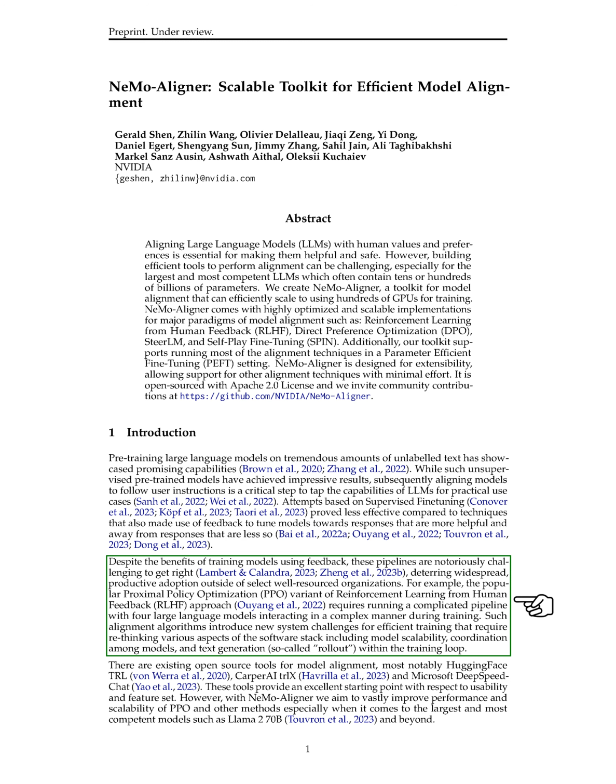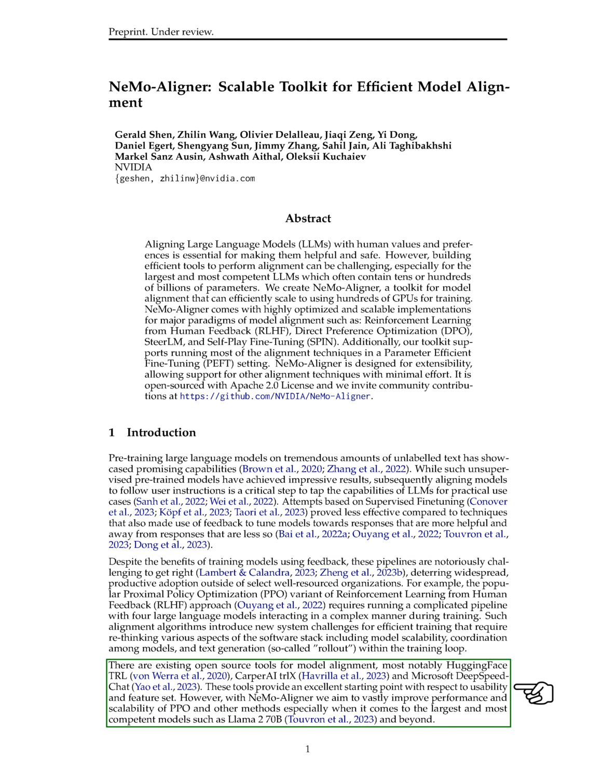coordination among models. There are existing tools like Hugging Face TRL, CarperAI TRLX, and Microsoft DeepSpeed Chat for model alignment. However, with NeMo-Aligner, we aim to enhance the performance and scalability of methods like PPO, especially for very large models such as Llama 2 70B and beyond.